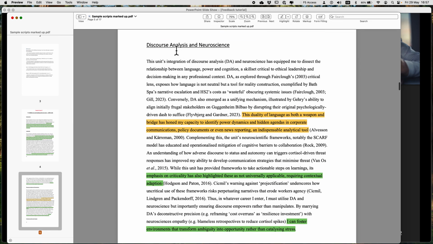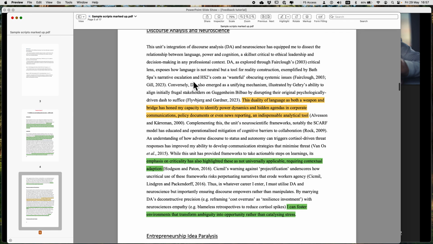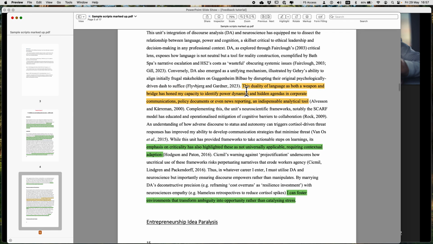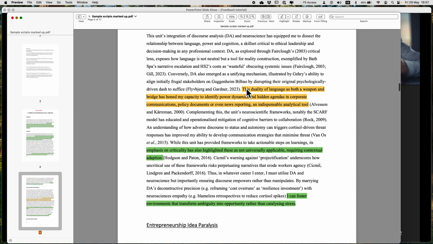Then they have a separate section about discourse analysis and neuroscience. And here's a statement: "This duality of language is both a weapon and a bridge, has honed my capacity to identify power dynamics." So they brought together a couple of different ideas. It's a good synthesizing statement. We didn't teach specifically this terminology, weapon and a bridge, so they're using their own words to encapsulate their learning. They're not just regurgitating, reiterating, or restating things that have been taught in the unit. They are bringing it together and showing that they can talk the language in their own terms.